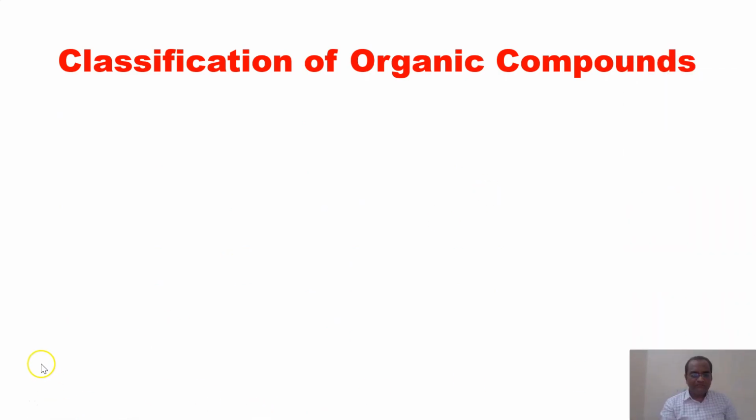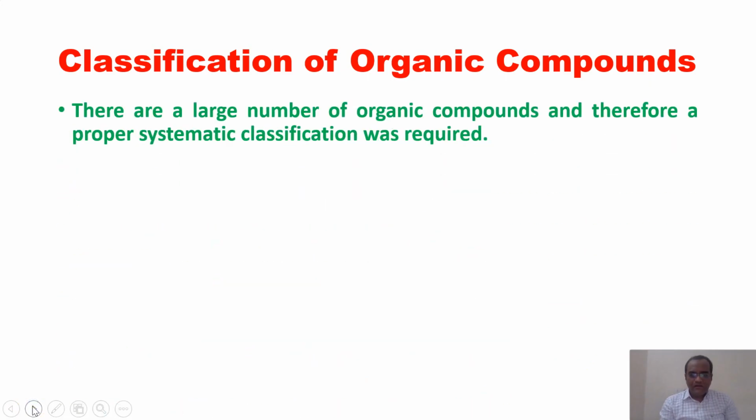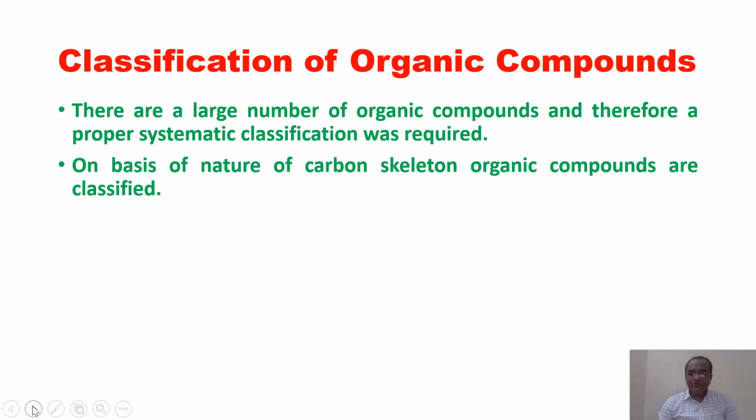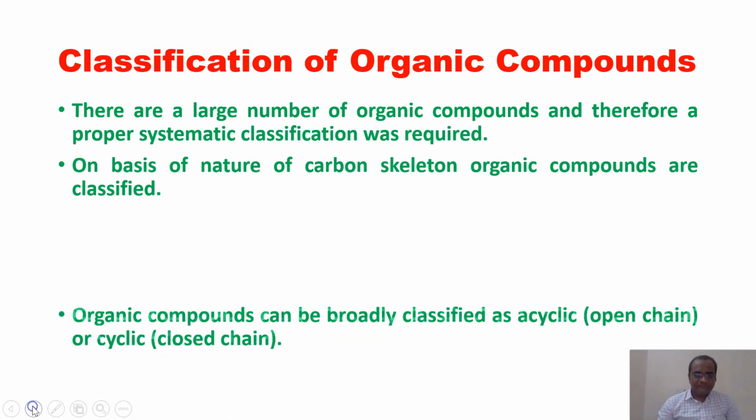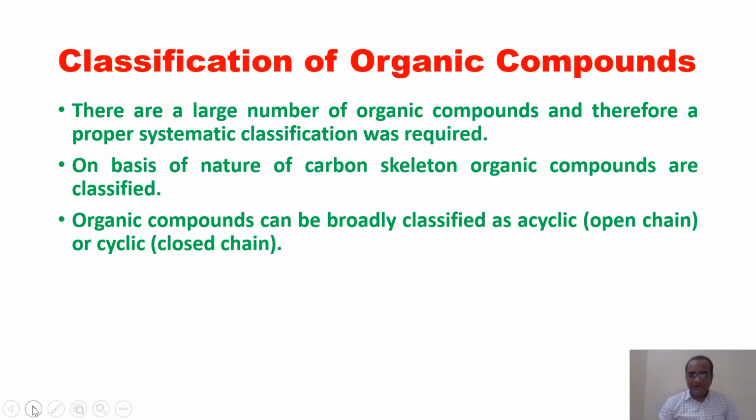Now we will see the classification of organic compounds. There is a large number of organic compounds, and therefore a proper systematic classification was required. This classification is based on the nature of the carbon skeleton of organic compounds. There are two main classes: one is open chain and the second is closed chain.